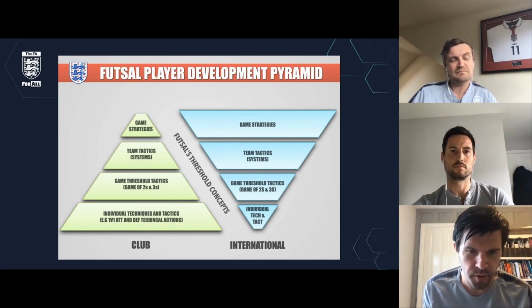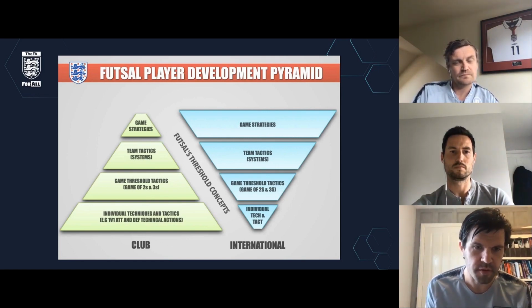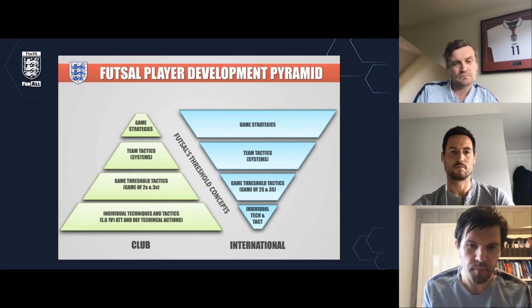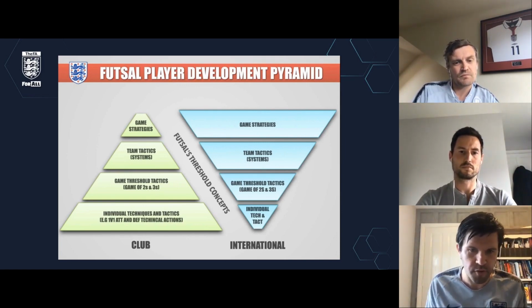And through the work Pete Sturgis has done in the foundation phase, it's really important that we continue to shine light on the individual techniques and tactics, as well as looking at the overall team tactics. So yeah, it fits and marries up really well.